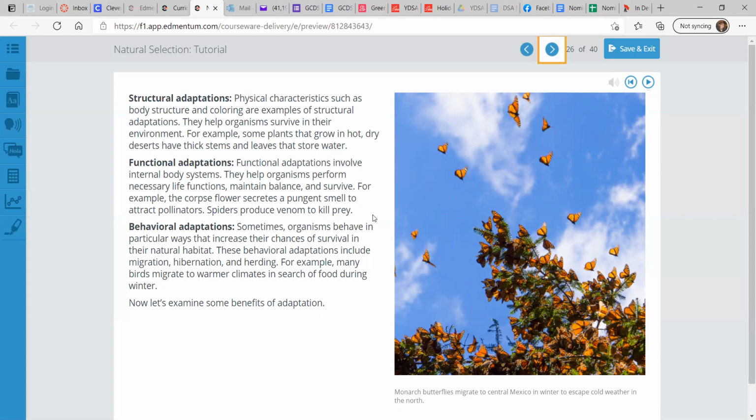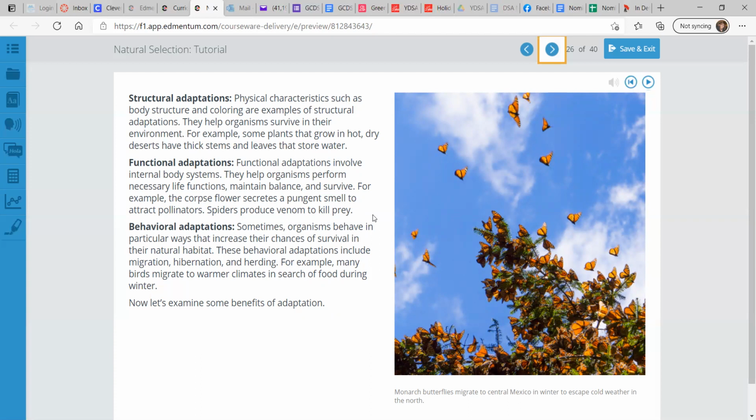Functional adaptations, that involves internal body systems where structural is outside, functional is inside. They help organisms perform necessary life functions, maintain balance, and survive. For example, there is a flower known as the corpse flower, corpse like a dead body. It secretes a pungent smell to attract pollinators. Spiders produce venom to kill prey. So something within the organism is produced that helps them adapt.